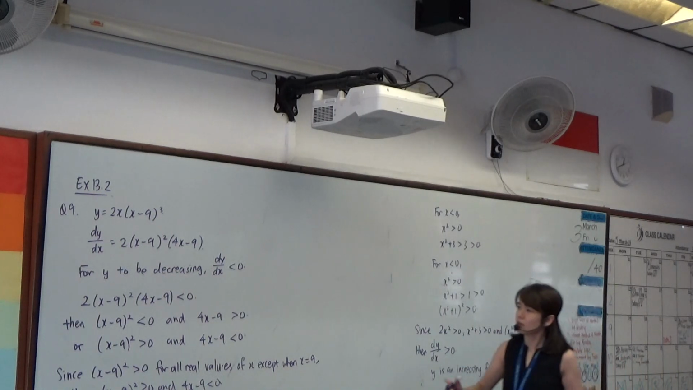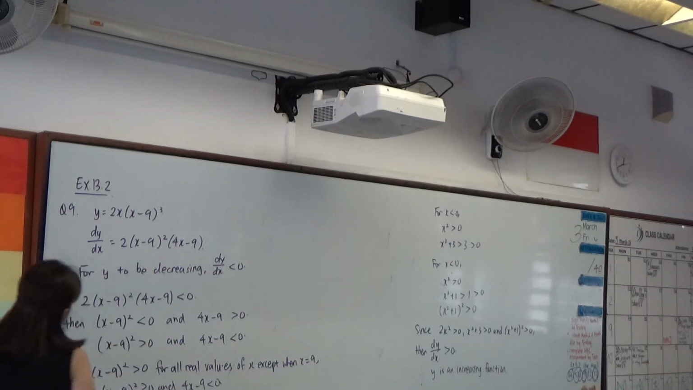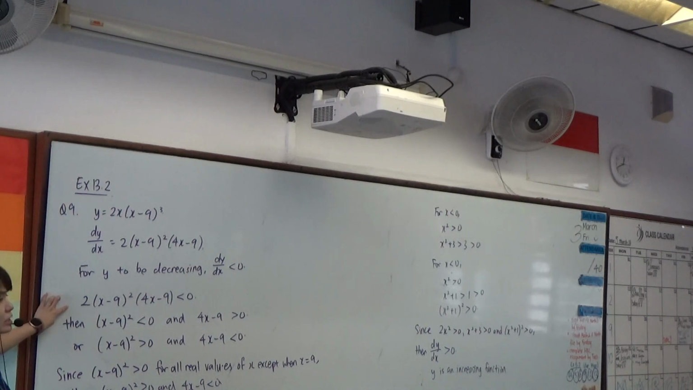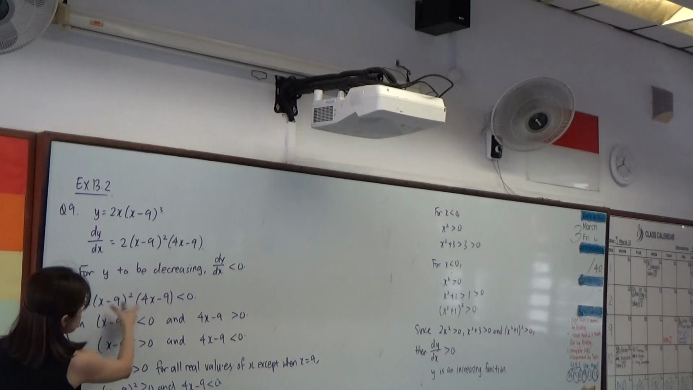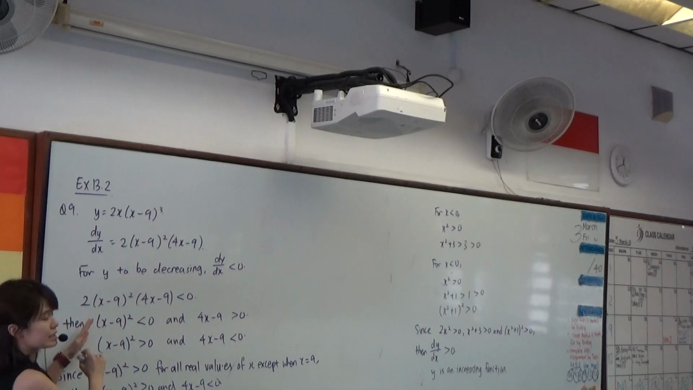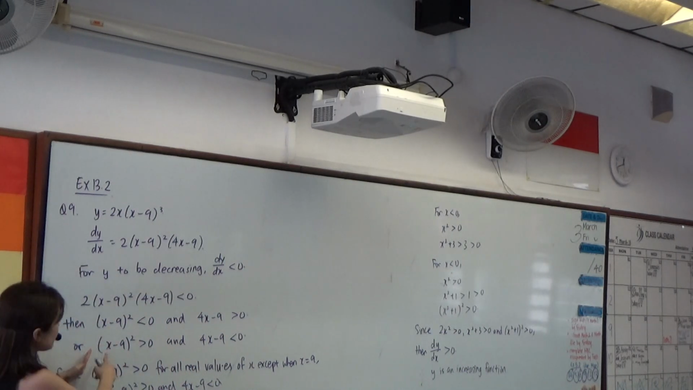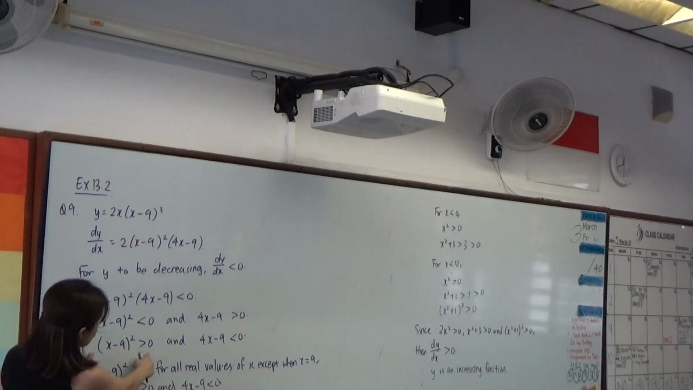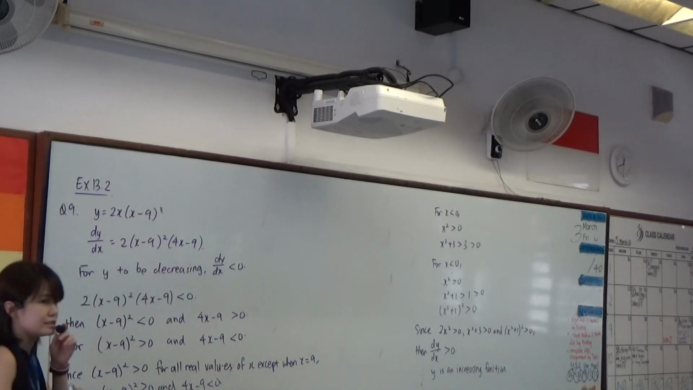Okay. So for y to be decreasing, your dy over dx is less than 0. Okay, that means that either this and this is such that this thing is less than 0 and the other one more than 0, since it must be plus minus, otherwise minus plus. Then otherwise the other case will be this one more than 0 and 4x minus 9 less than 0.